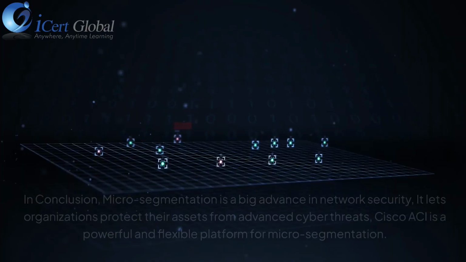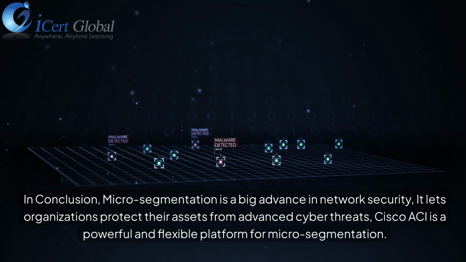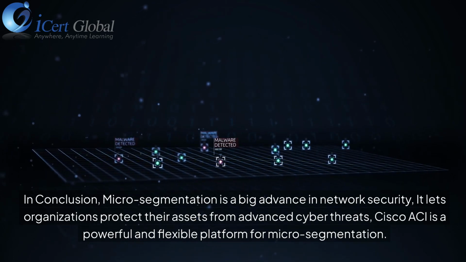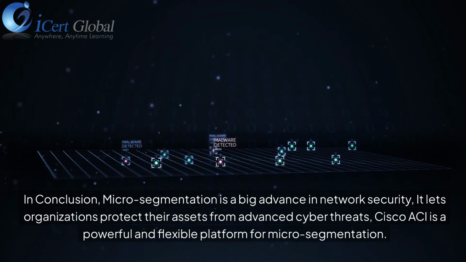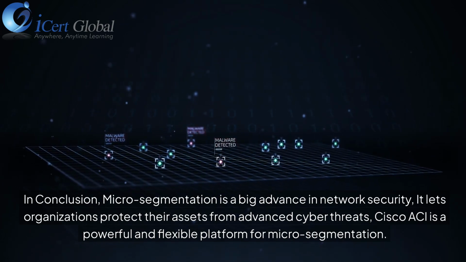Conclusion. In conclusion, micro-segmentation is a big advance in network security. It lets organizations protect their assets from advanced cyber threats. Cisco ACI is a powerful and flexible platform for micro-segmentation.